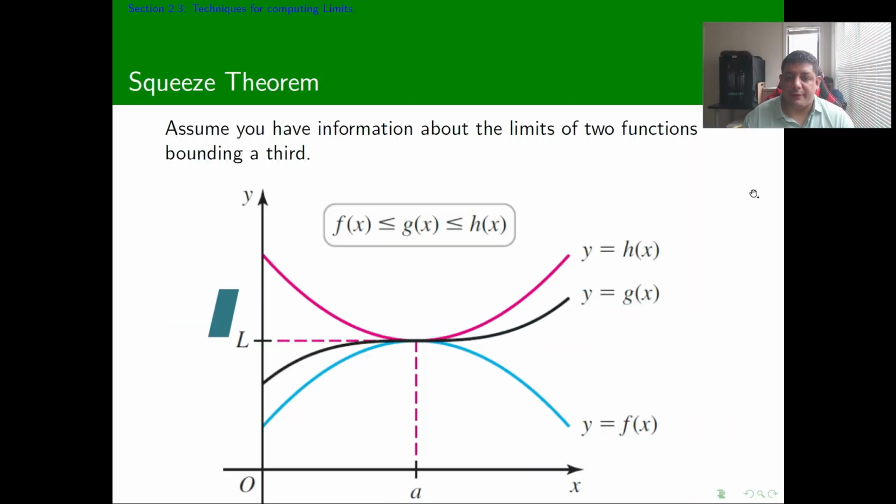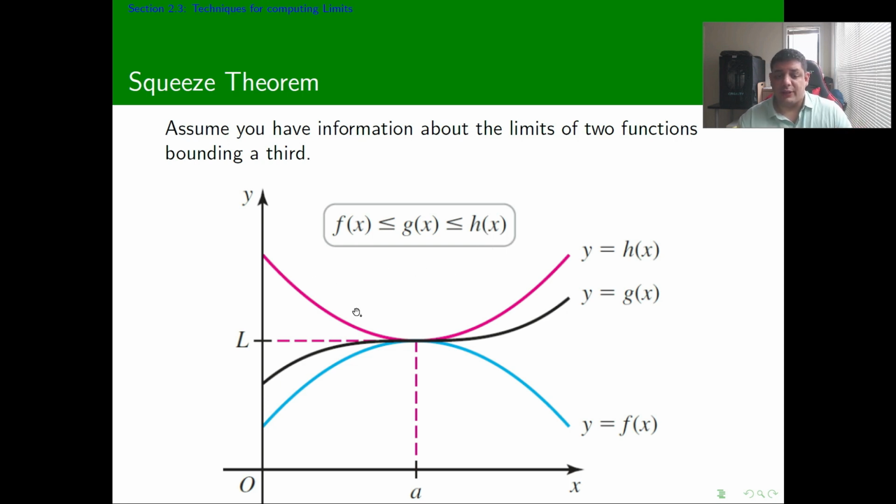So imagine we have information about the limit of two functions that are bounding a third function. In a situation like I'm describing here, I want to know what is the limit of g of x at a certain point A. But g of x is very difficult to compute, or I don't know the formula. There can be many situations that prompt me to use this. But what I know is that the function g of x is bigger than a certain function f of x and smaller than a certain function h of x.